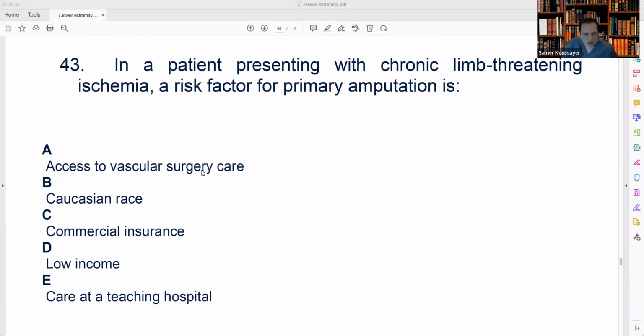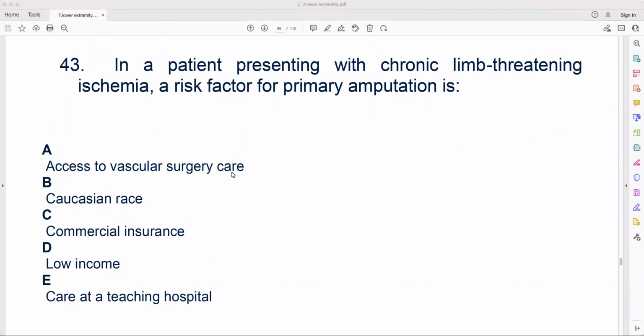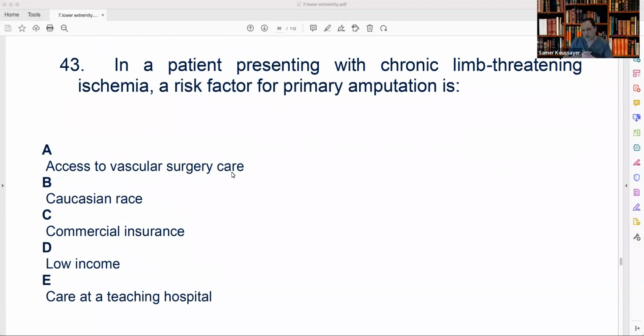So first, access to vascular surgery care is wrong, because if you have access, you must end up with a bypass. The only time you have a high chance of ending with amputation is when you are in a rural area without a vascular surgeon, correct? So this is wrong. Caucasian race: we know that for some reason, African Americans have a higher chance of amputation than white, Caucasian race. So this is also wrong.